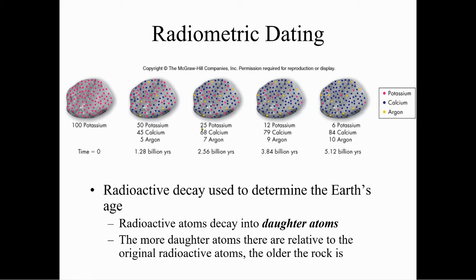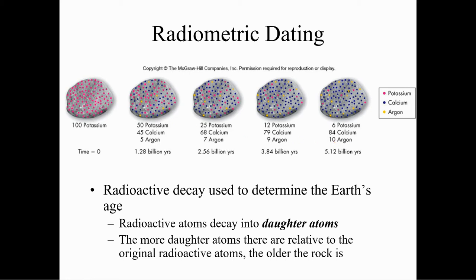We're looking at only 25 atoms of potassium. 75 of them have broken down into these other elements, calcium now, and then argon, all right? If I go through another half-life, 12 potassium, 79 calcium, 9 argon, and finally another half-life gives me 6 potassium, 84 calcium, and 10 argon.